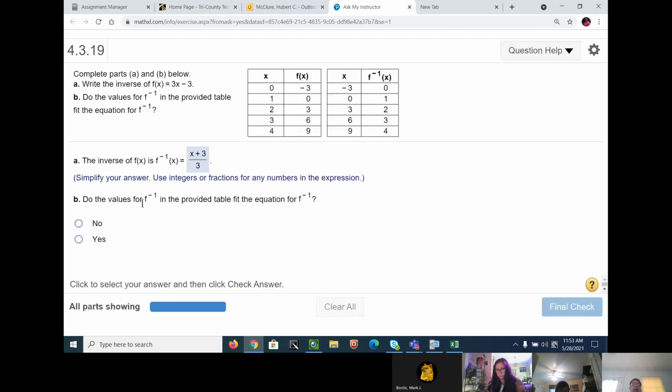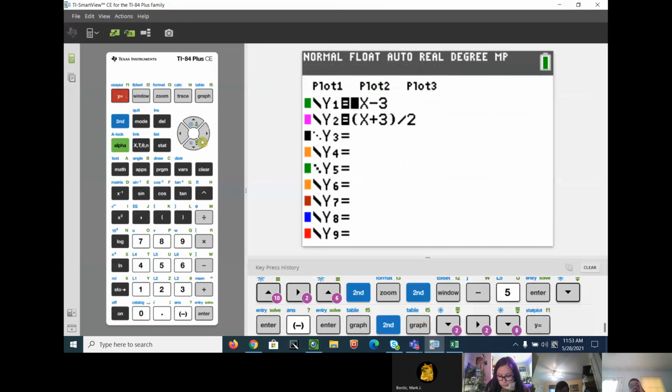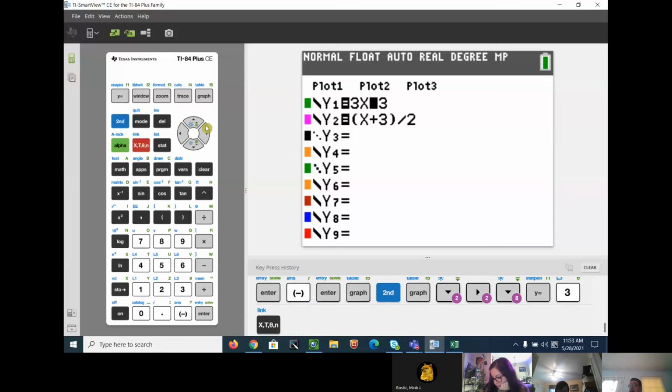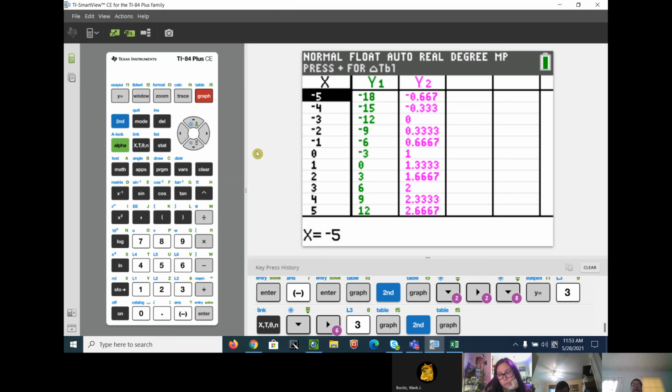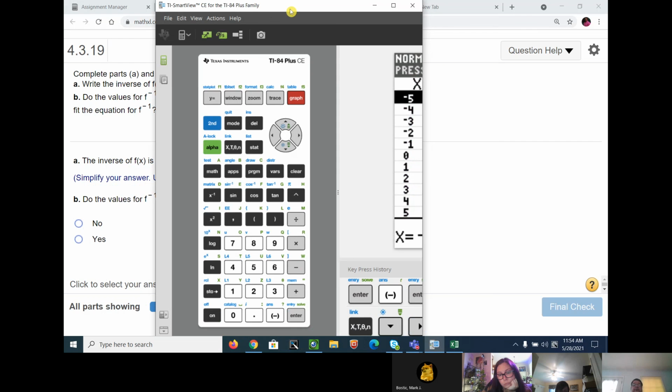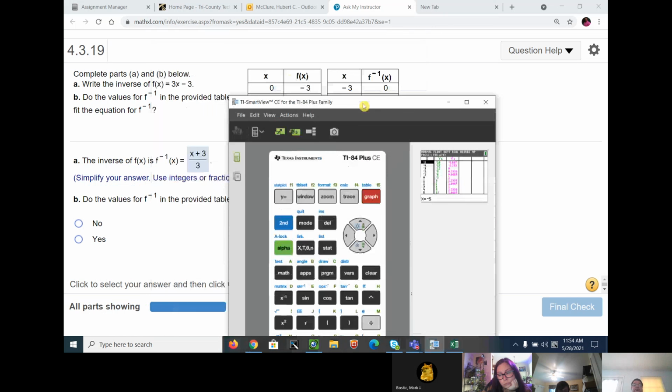Do the values for f of negative 1, that's this over here, fit the equation for f of negative 1? Well, I don't know. Let's punch it in. y is equal to 3x minus 3, and x plus 3 over 3. And graph, and you really don't care about the graph, you're going to go to the table and see if it's what they want.